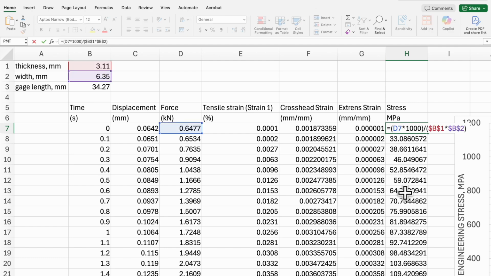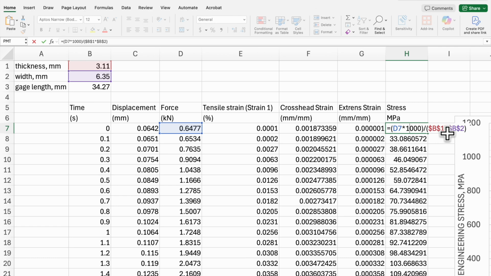So this one, again, units are always important, and it looks a little crazy, so I'll walk you through it. We're using D7, which is over here, and that's the force. You'll note from the software, we got kilonewtons. Because that's a kilonewton, I multiplied by 1,000 to make that a newton. So we have essentially force in newtons here, D7 multiplied by 1,000, and then divided by the original cross-sectional area.